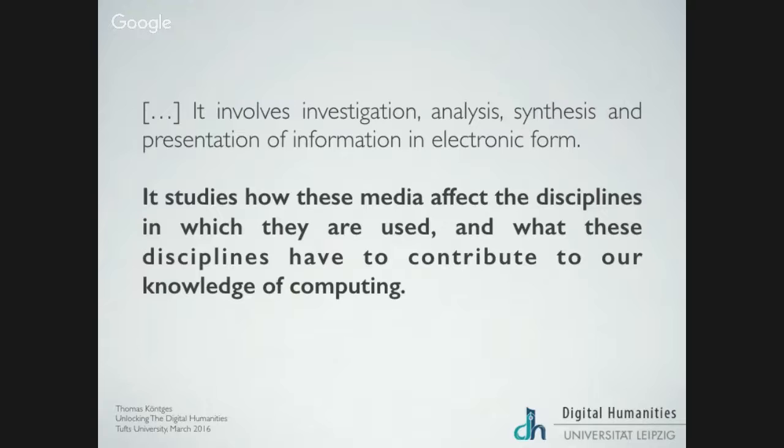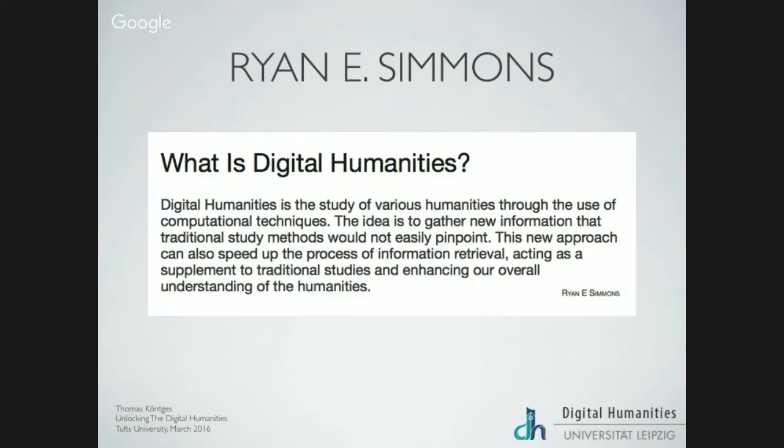I really like this quotation. I think that's probably the reason why it has been quoted over and over again. But some other people try to define it as well. Riley Simmons from Columbia, Victoria University of British Columbia up in Canada. So digital humanities is the study of various humanities through the use of computational techniques and so on.